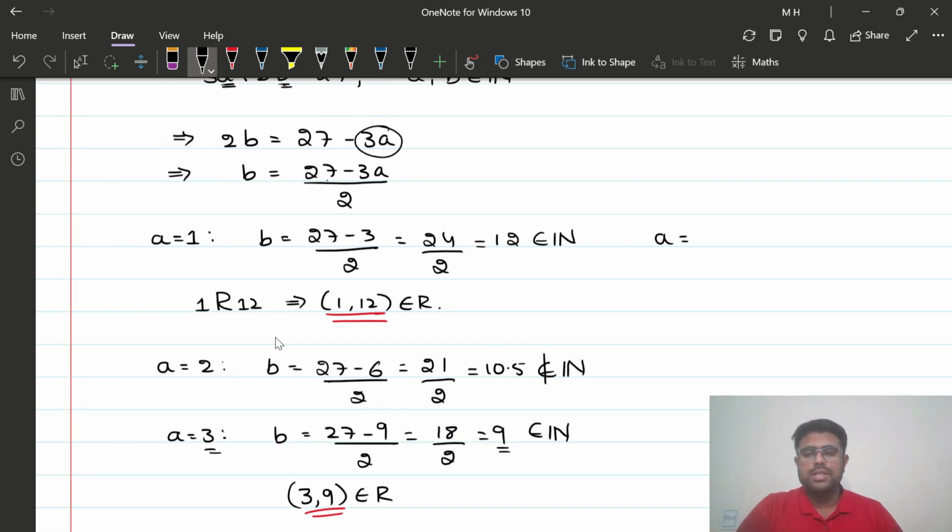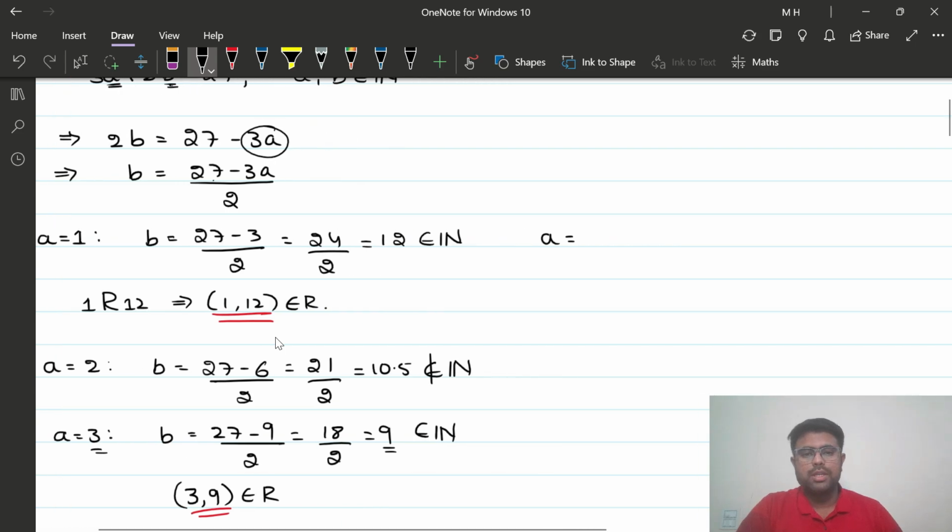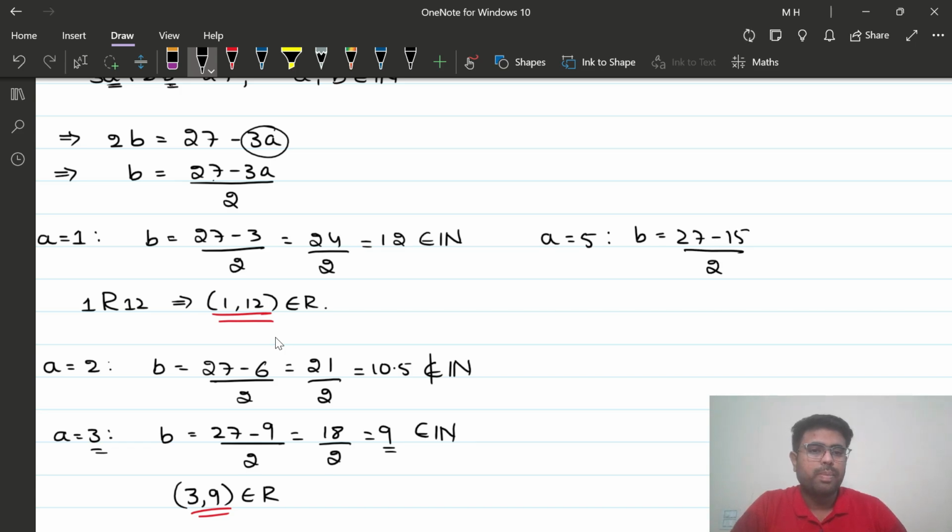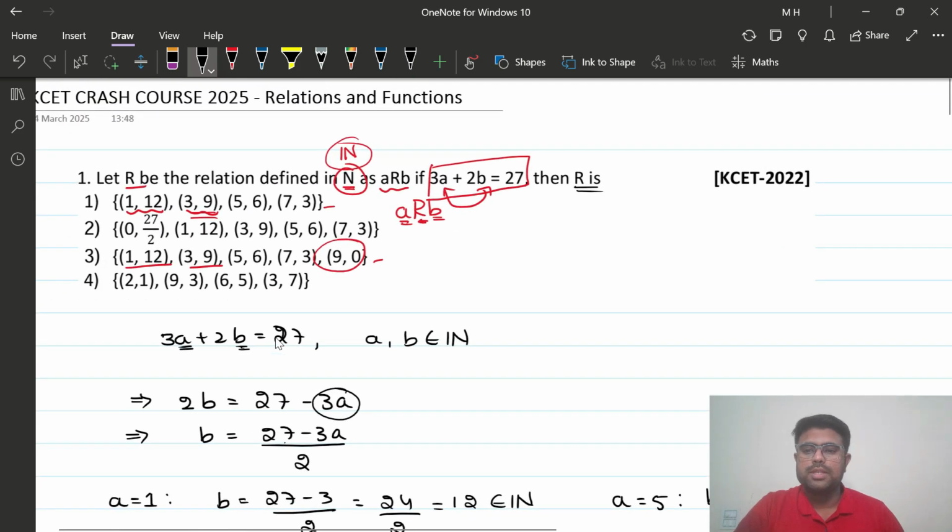So what I'll do is I'll just keep taking the odd numbers. I'll take a equal to 5. What will I get? b equal to 27 minus 15 divided by 2, which is going to be, I think, 27 minus 15 is 12. 12 by 2 is 6 belonging to N. So it is (5, 6) belonging to R. So the next ordered pair is (5, 6). Again, in both of these it is there.